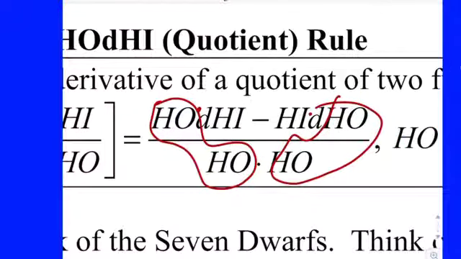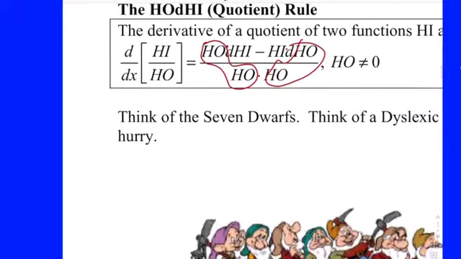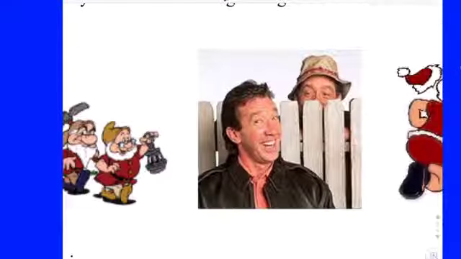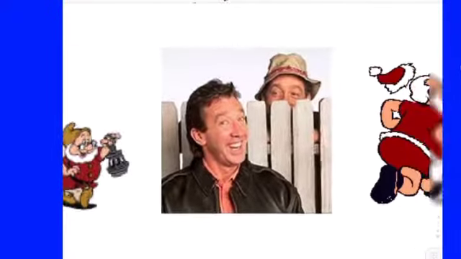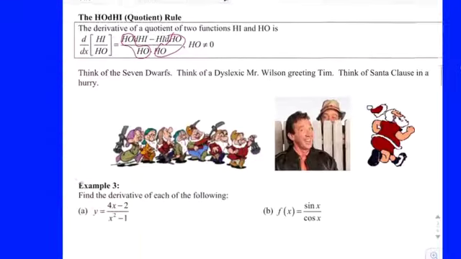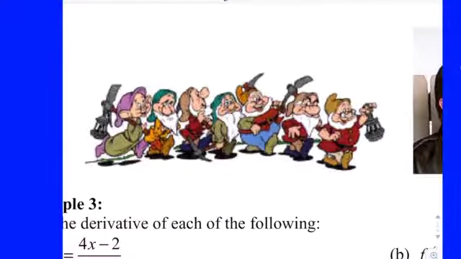You start with the ho and you end with the ho, and the ho's are in the bottom. All right? Now, I don't know what y'all be thinking, but I'm thinking Seven Dwarfs. I'm thinking Tim Allen and his nosy neighbor, and I'm thinking Santa Claus in a hurry. I don't know what y'all were thinking. The Seven Dwarfs, why the Seven Dwarfs?